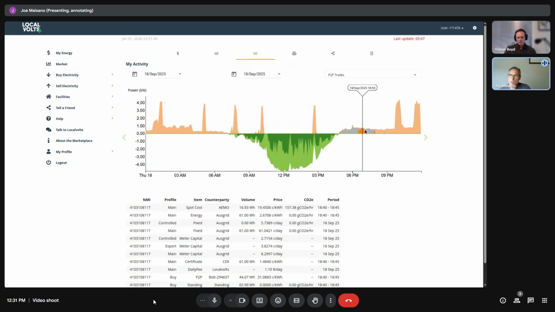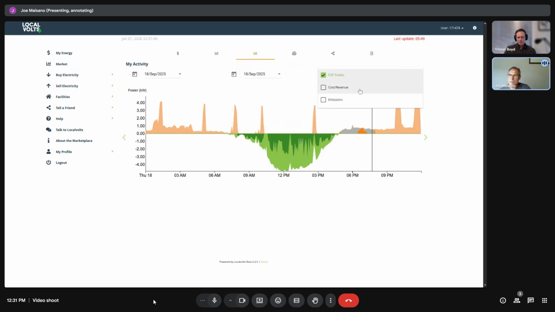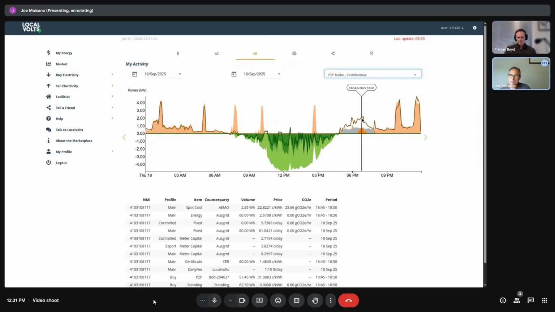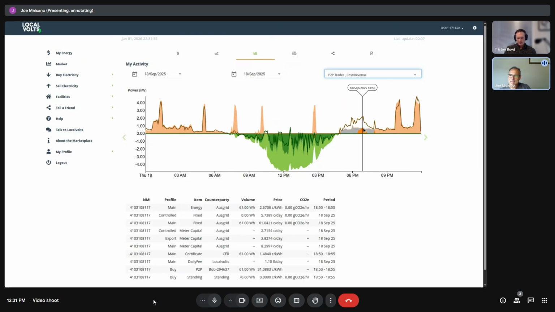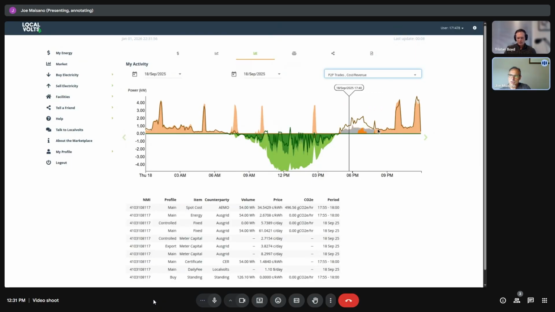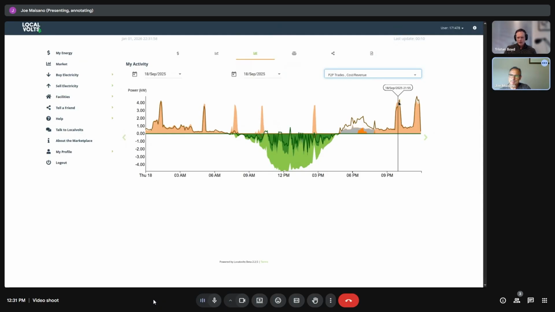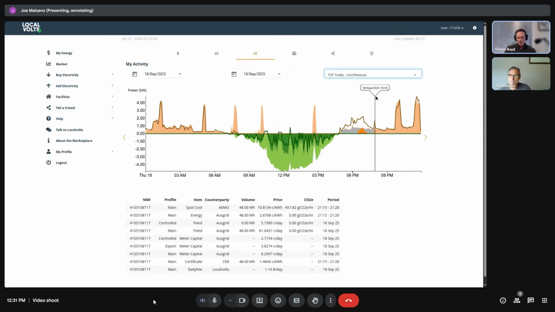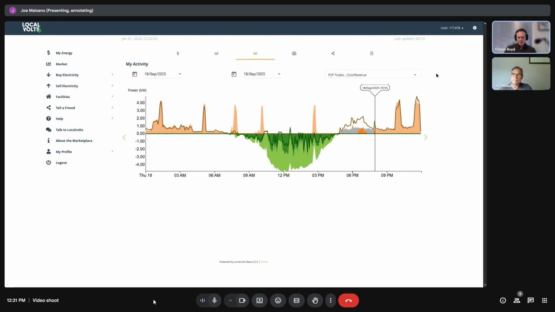And that's filled for part of it. And again, if we look at the cost revenue, once we put the actual costs in there, you can see that definitely that was the more expensive part of the day. And so there's been some extra costs in there. So the peer-to-peer market seems to act as quite a good protection against extreme prices at both ends.